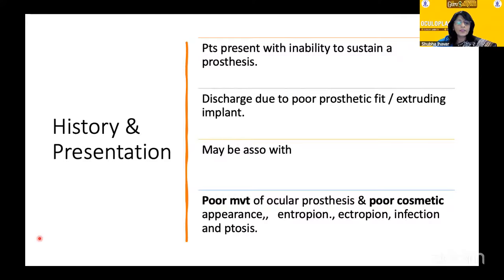The history and presentation. Now, when the patient presents to you, how are we going to evaluate or ask history? So the patient always presents with inability to sustain a prosthesis, or he might be having some discharge due to poor prosthetic fit, or the artificial implant, or it may be associated with poor movement of the ocular prosthesis and poor appearance and some lid abnormalities as well.